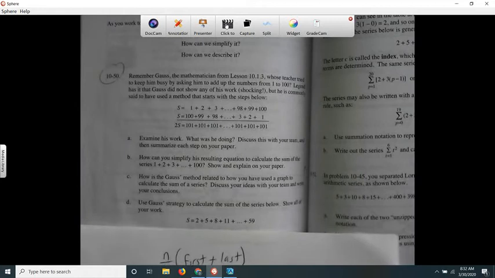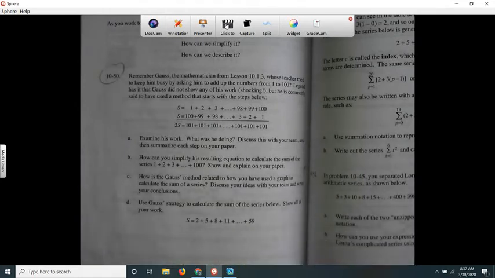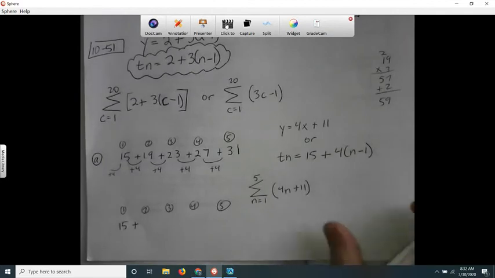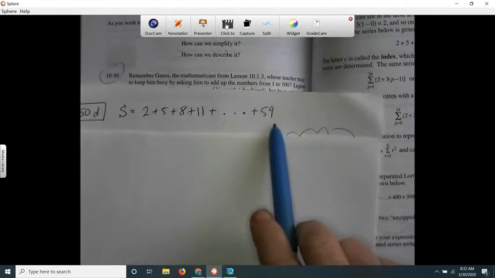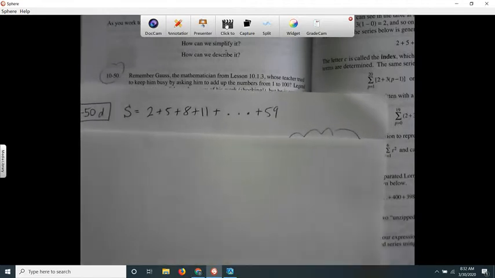So now we're going to go ahead and do letter D. Letter D says, use his strategy to calculate the sum of the series below. Show all of your work. So we have lots of strategies now. We can just plug our formula in, or we can draw that graph that has the little bars, and you take the bars and make a rectangle. But now we have this other strategy. This is Gauss's strategy. So it wants us to take this and use Gauss's strategy to sum it up.